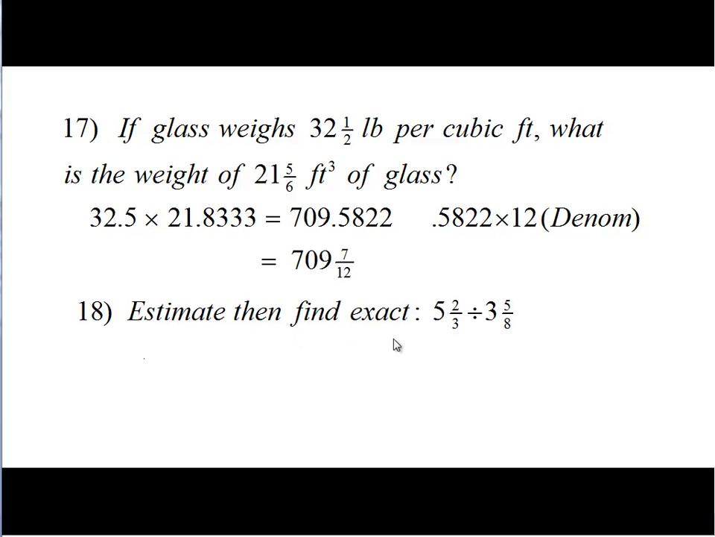We're going to find the estimation. Well, 5 2/3 is close to 6. Divided by 3 5/8 rounds up to 4. Type in your calculator. 6 divided by 4 is 1.5. That's 1.5.